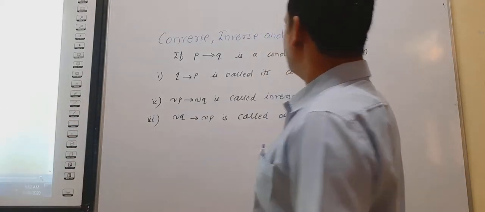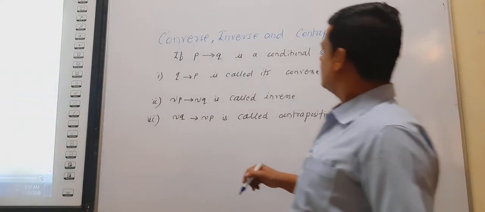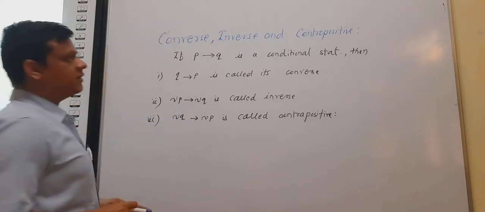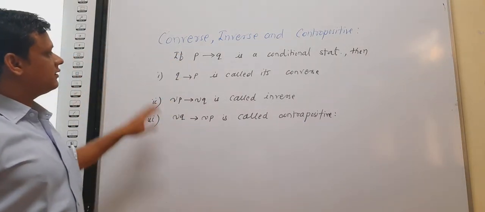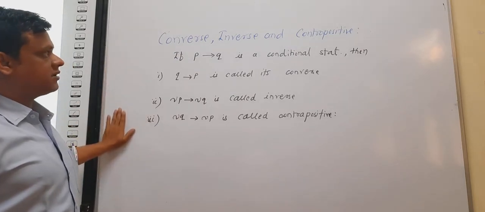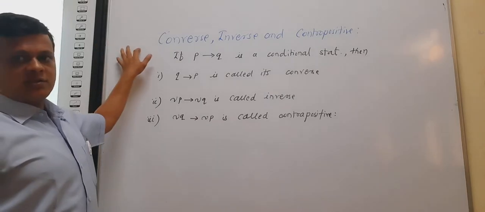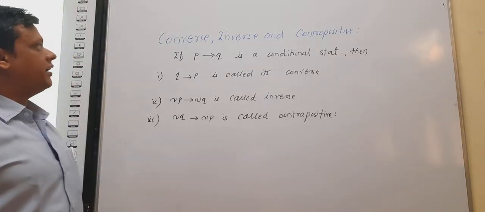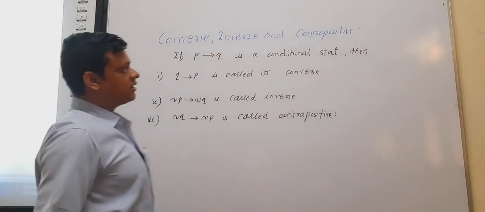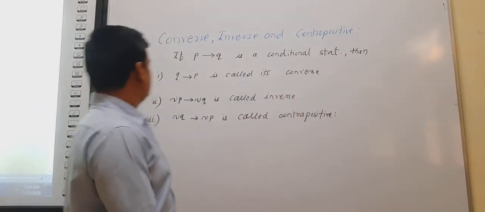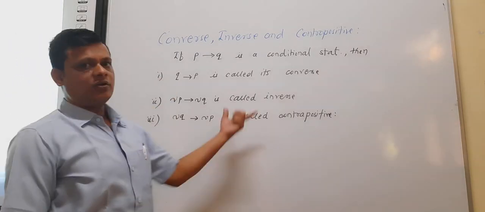Next topic, converse, inverse and contrapositive. If the statement is a conditional statement, then we can make its converse, inverse and contrapositive. If the statement is not a conditional statement, then we cannot make its converse, inverse and contrapositive. If P implies Q is a conditional statement, then number one, Q implies P is called its converse.